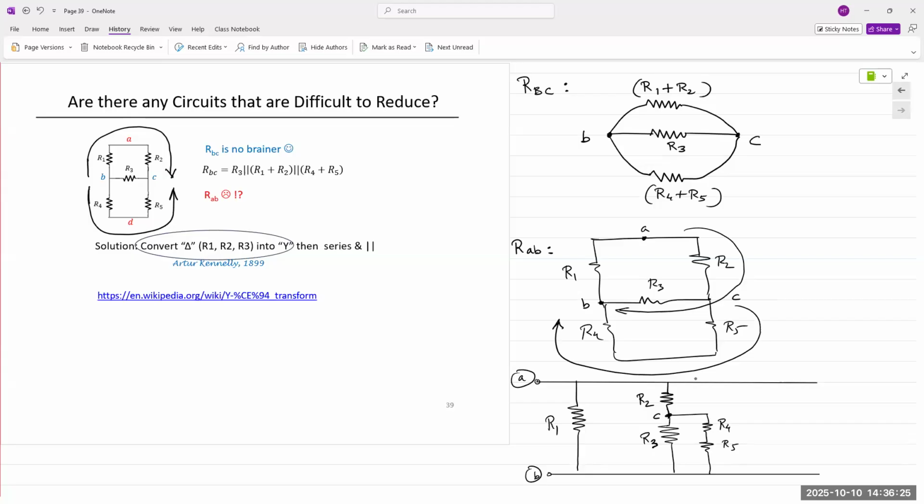This is node C, right? So from node C to B, we have R4 and R5. At node D, between 4 and 5, there's nothing connected. So 4 and 5 are in series. We can combine it together to form one single resistance. Okay. And now it's easy to visualize what my Req would be.